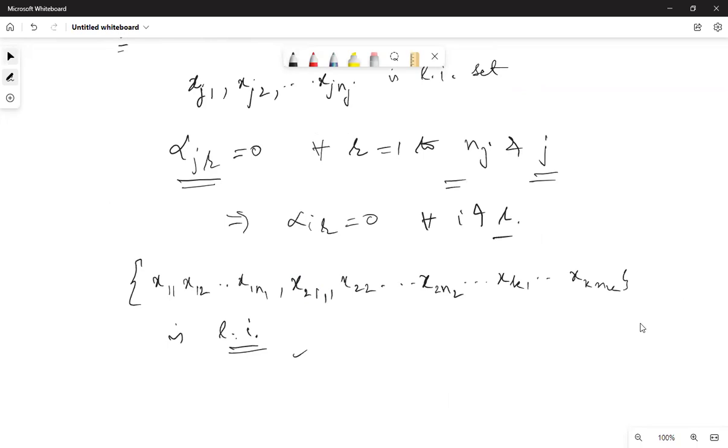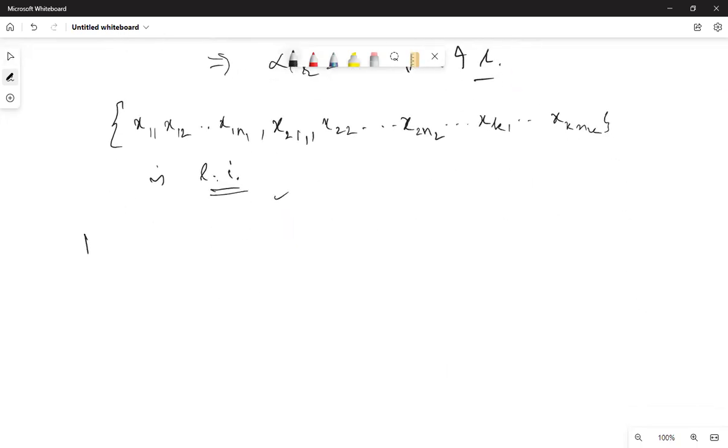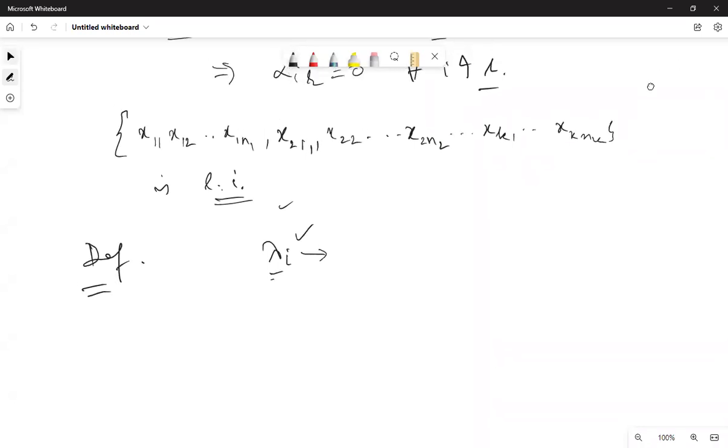Now I come to the definition. See here, lambda i was the eigenvalue of T, right? And as per this proposition, you are now getting several vectors which are linearly independent with respect to lambda.